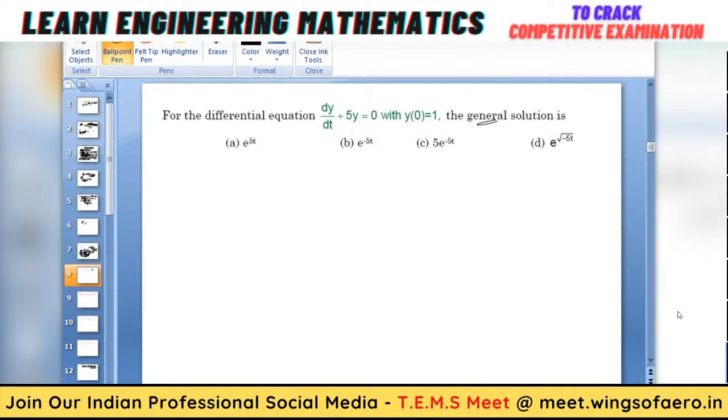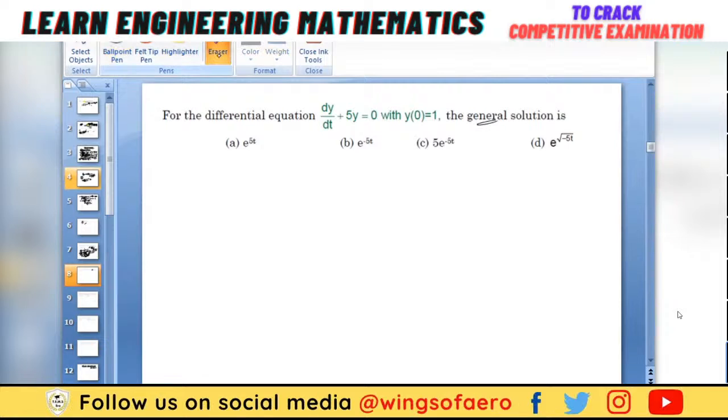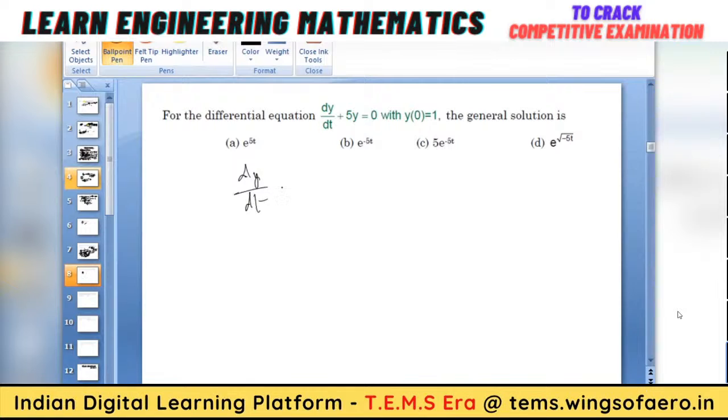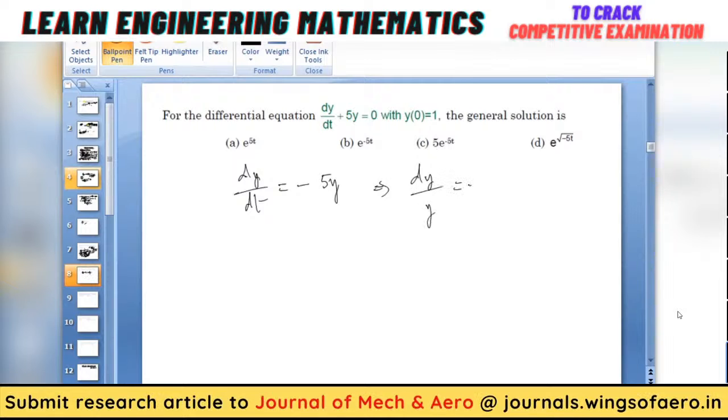Okay. Any other answer? 1, 2, 3, 4, 5. 5 students say B. Anyone else? Very easy. You can easily find out. Simply the variable separation method, whatever I have taught you. dy/dt is equal to, obviously, minus 5y, same as the previous question. So dy by y is equal to minus 5 dt.